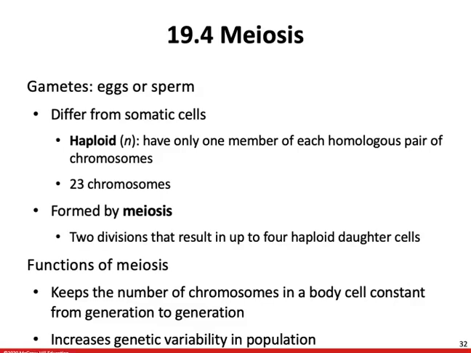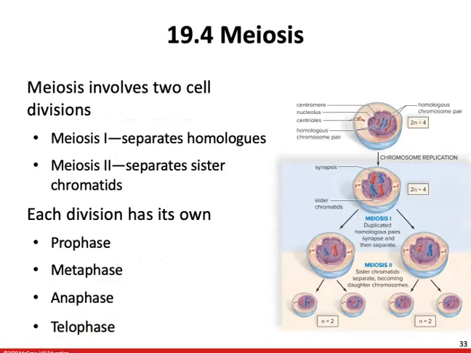So this is going to keep the number of chromosomes in the body cell constant from one generation to the next, but it's also going to increase genetic variability in the population because you're only getting half your chromosomes from mom, half your chromosomes from dad. Thus, you have a unique genetic combination that neither mom nor dad has. So this is how we introduce genetic variability. There are actually a couple of ways that we introduce genetic variability in meiosis. It's really exciting. I enjoy this section very much. We're going to talk about genetic variability quite a bit a little bit later on.